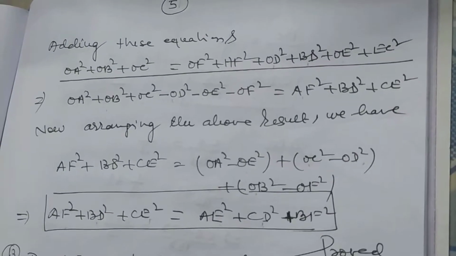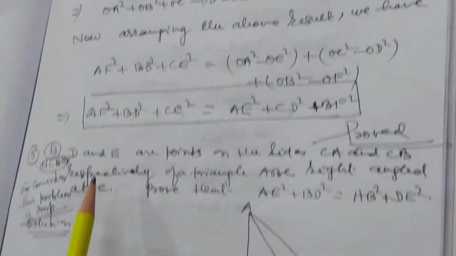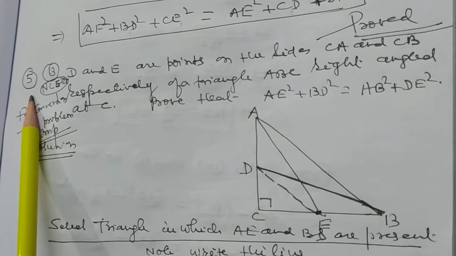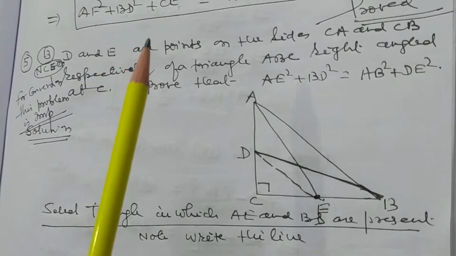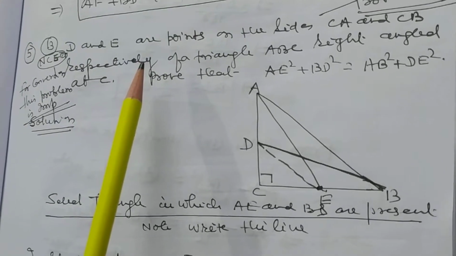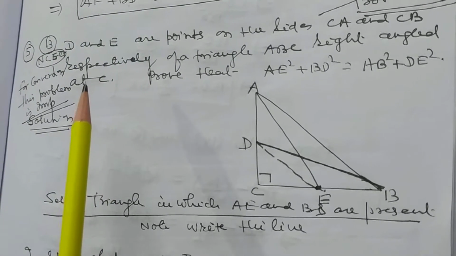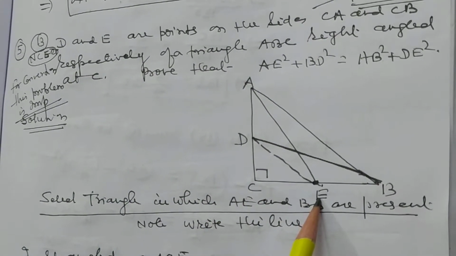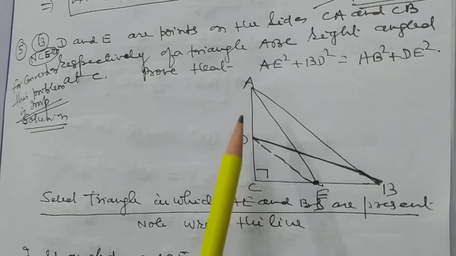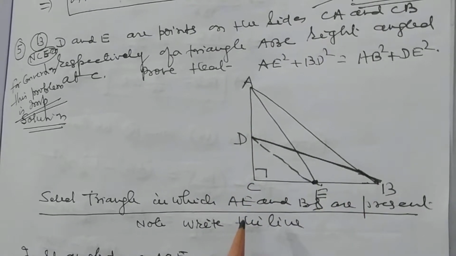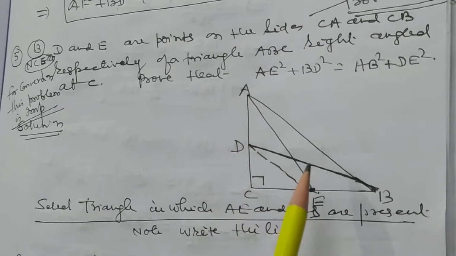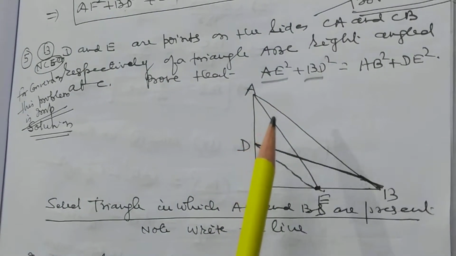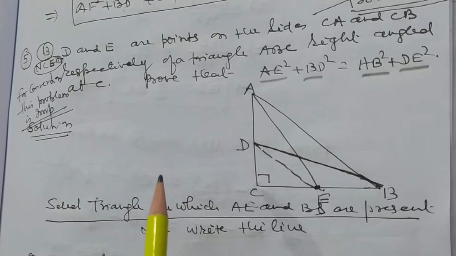My dear loving students, now I want to solve problem number 13 of NCERT and problem number 5 of study material. This problem is very important for the purpose of examination, and it was asked also in the examination. D and E are points on the sides CA and CB respectively of a triangle ABC right angled at C. Prove that AE square plus BD square is equal to AB square plus DE square.